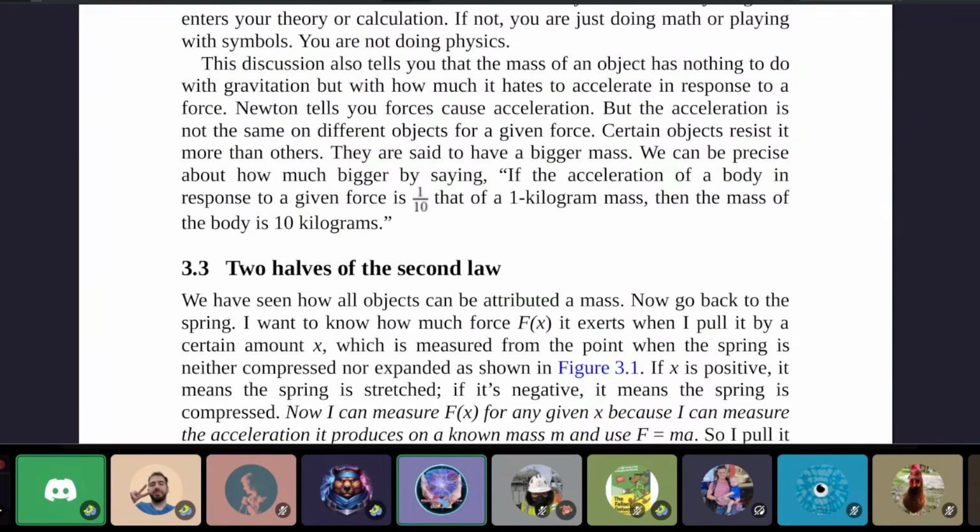This discussion also tells you that the mass of an object has nothing to do with gravitation, but with how much it hates to accelerate in response to a force. Newton tells you forces cause acceleration, but the acceleration is not the same on different objects for a given force. Certain objects resist it more than others. They are said to have a bigger mass. We can be precise about how much bigger by saying if the acceleration of a body in response to a given force is 1/10 that of 1 kilogram mass, then the mass of the body is 10 kilograms.